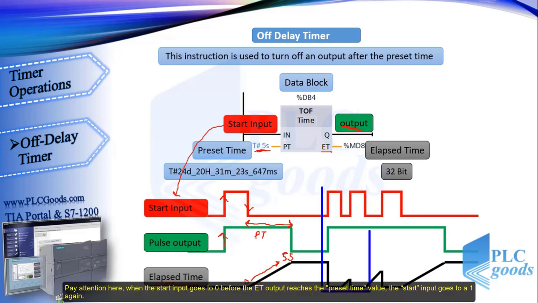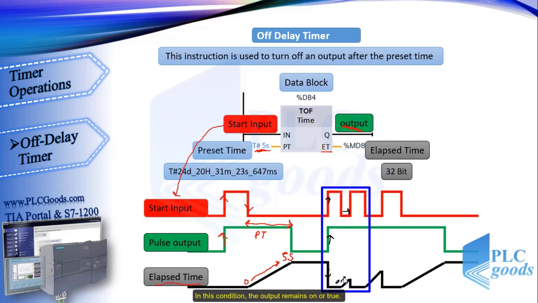Pay attention here. When the start input goes to zero, before the ET output reaches the preset time value, the start input goes to a 1 again. In this condition, the output remains on or true.